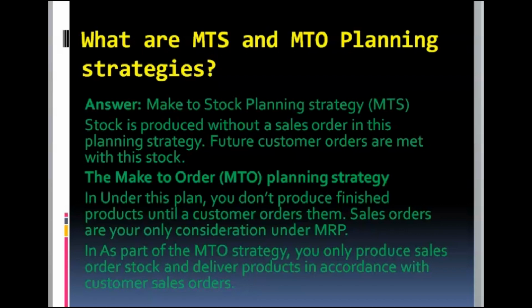strategy. Under this plan, you do not produce finished products until a customer orders them. Sales orders are your only consideration under MRP. As part of the MTO strategy, you only produce sales order stock and deliver products in accordance with customer sales orders.